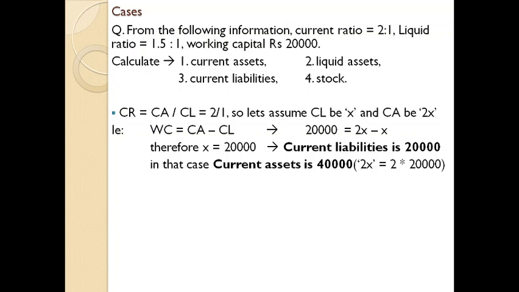Next, we will go for liquid ratio. We all know the equation of liquid ratio, that is liquid assets divided by current liability. By substituting the known values, liquid ratio is 1.5, already given in the question, equal to liquid assets, which we don't know, divided by current liability, which we have found to be 20,000. By solving this part you will get liquid assets of 30,000.